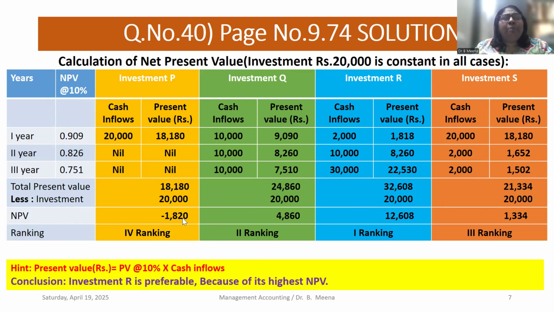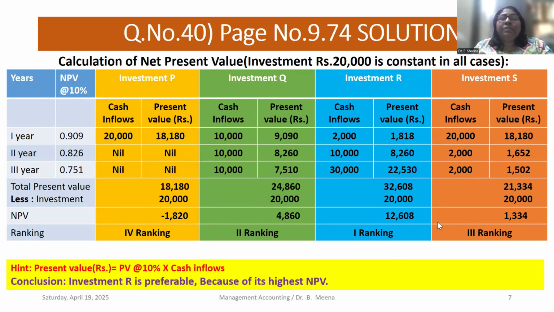So just check out the values. For investment P, I'm getting a negative value. That means my total present value is lesser than my investment. That is why my net present value is negative. For investment Q, I'm getting 4,860 in a positive way. That is, my total present value is more than my investment cost. And in investment R, 32,608 is the total present value, but the investment value is only 20,000. So I'm getting the NPV as 12,608. Likewise, I calculated for investment S.